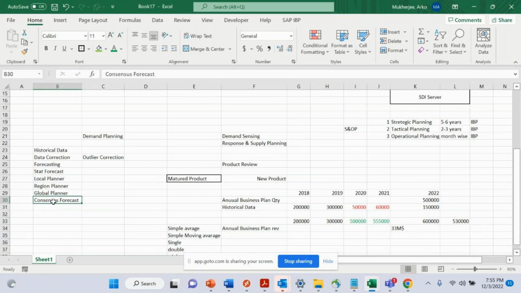Okay. So now when our consensus forecast has been submitted, or when we can say the consensus demand has been submitted, then our supply planner does the production planning and all these things, and then they are committing something which is, we can say, the customer receipt.